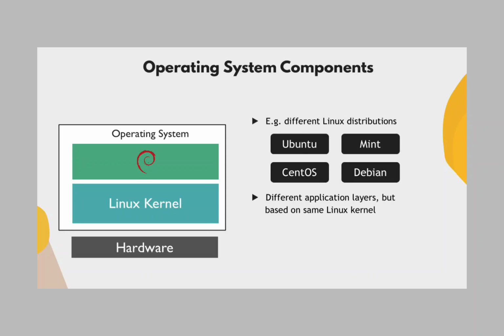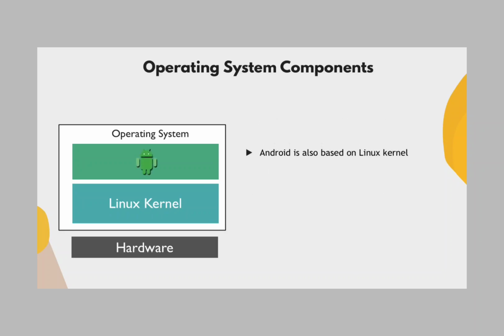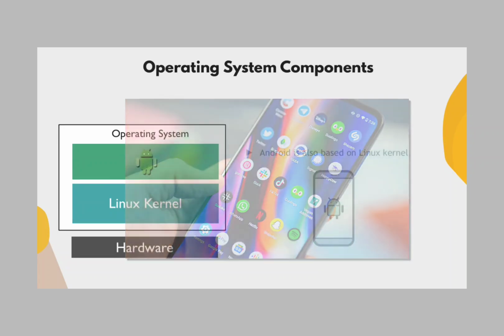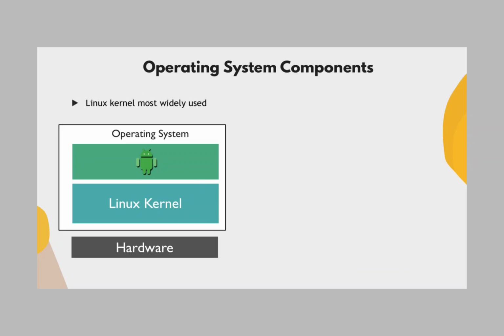Another example of an operating system that is based on a Linux kernel is Android. And obviously, different from all the Linux distributions, Android is, first of all, running on mobile phones, right, on different hardware, but also has a completely different application layer where applications and icons and everything is completely different. So as you see, the Linux kernel is one of the most widely used ones because we have so many Linux distributions, plus we have Android, which is obviously a very widely used operating system for mobile devices.